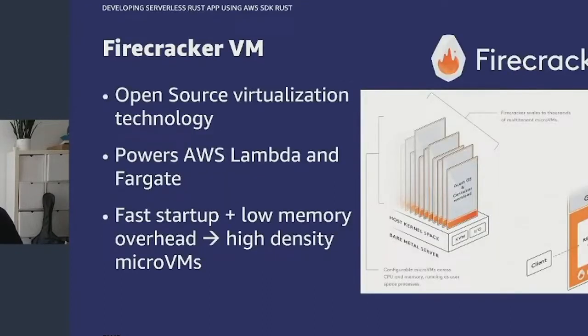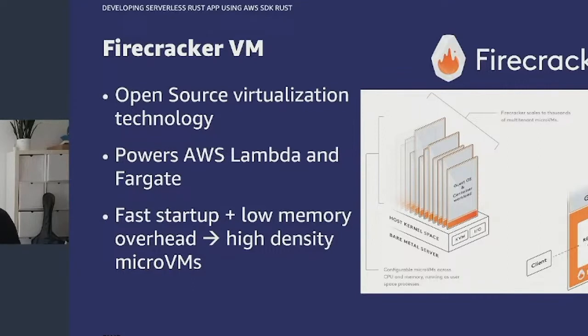So let me show you quickly a few examples of the services that we build with Rust. First is the Firecracker VM. This is the virtual machine hypervisor that actually powers AWS Lambda and AWS Fargate.